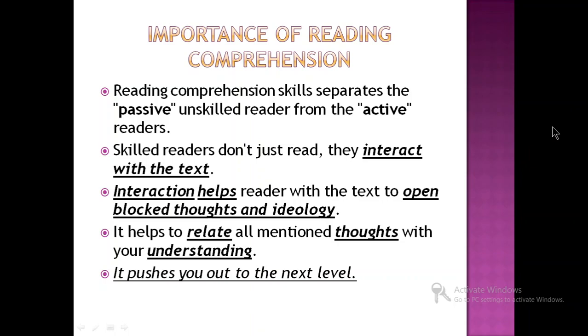Okay, so the topic which is with us now is to know about the importance of reading comprehension. हम यहाँ जानने वाले हैं reading comprehension की क्या महत्ता है. What is its importance? Okay, let's know about the importance of reading comprehension one by one.